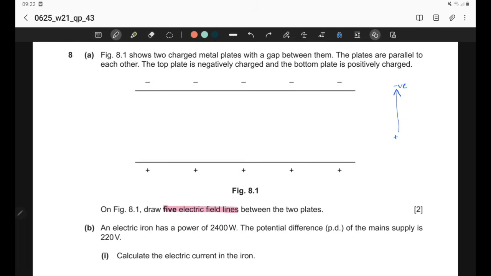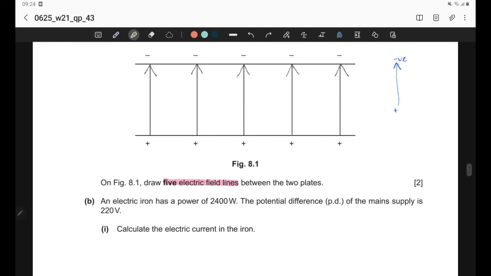So by taking the ruler, let's draw 5 straight lines. You have to make sure the separation between each line should be equal, as there is an equal or uniform electric field. And we have to put arrows also in order to indicate the direction. As I already mentioned, it should always be pointing towards the negative charge.